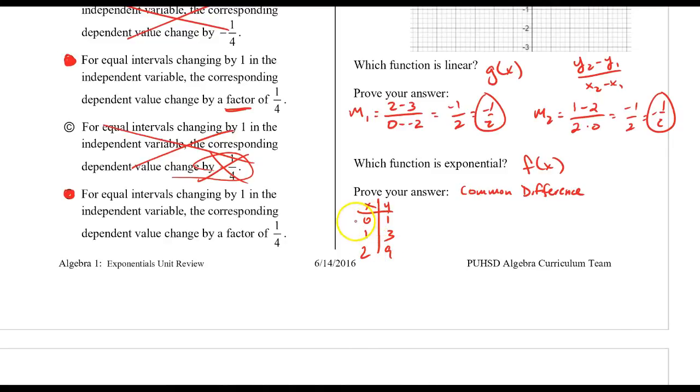We have consecutive inputs. Those are +1 each time. And my outputs are divide by 3. Divide by 3. So I just proved right there that it's exponential because I have a common difference, or not common difference, I don't know why I said common difference up here. Common ratio. We have a common ratio of 1/3.